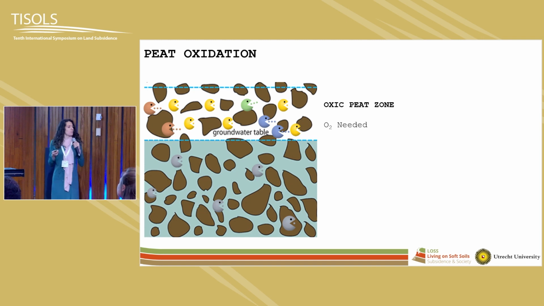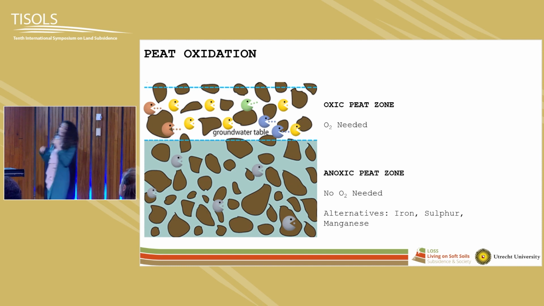But there are some microbes, smart and quite good at surviving harsh conditions, that can live in the anoxic peat zone. They don't need oxygen. They can use alternative electron acceptors such as iron, sulfur, manganese, whatever you call it. So peat can still be oxidized under water-saturated conditions. Therefore, I'm putting peat oxidation aside and using decomposition of organic matter.